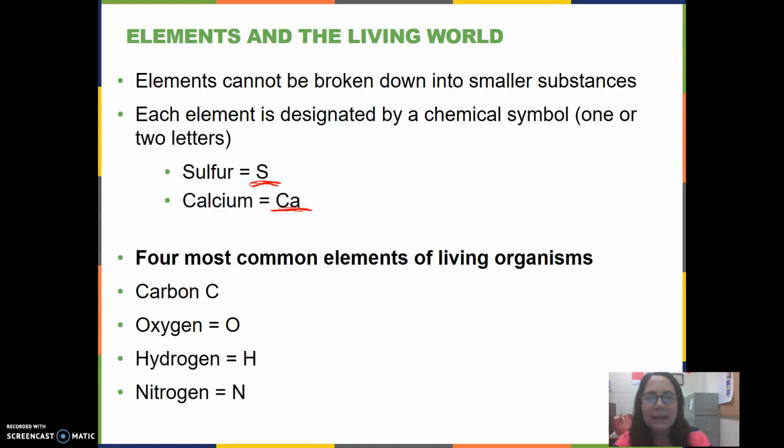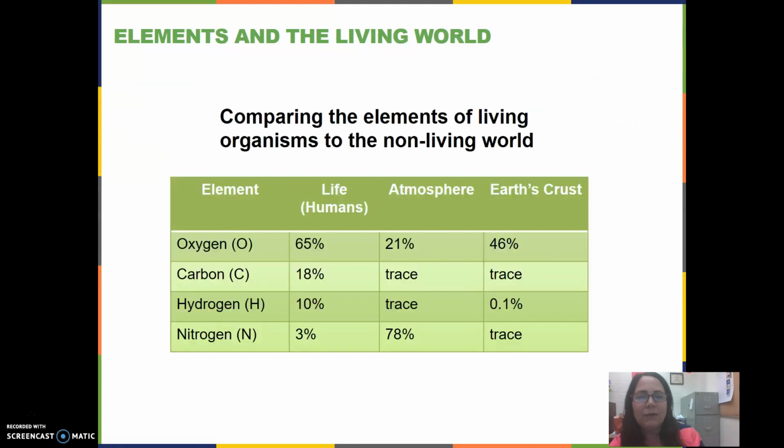The four most common elements in living organisms are carbon, which has the symbol C, oxygen, which is O, hydrogen, H, and nitrogen, N. You also will have sulfur, which is found in proteins, and then phosphorus. I'm going to add phosphorus because phosphorus is an important component of DNA. So phosphorus has the symbol of P.